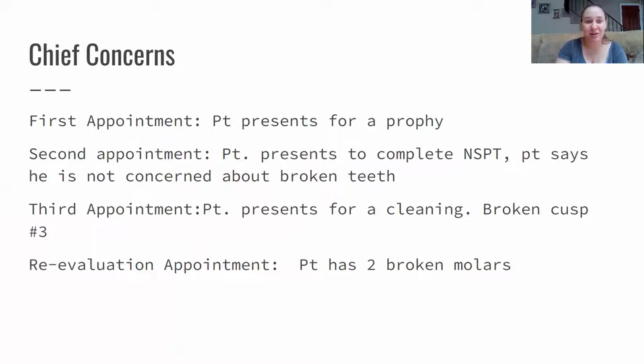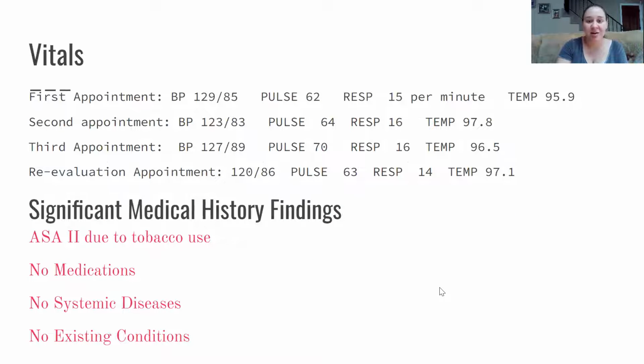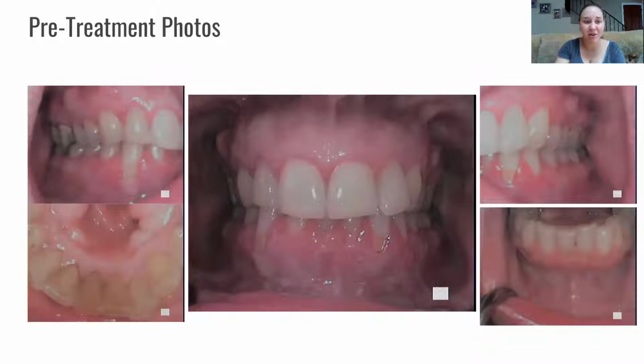At their first appointment, they weren't really concerned with anything other than just getting their teeth cleaned. We definitely, by the end, were a little bit more concerned about the broken molars that the patient had. Overall, this patient was definitely healthy. Their blood pressure and all their vitals were within normal ranges, but they were ASA 2 due to tobacco use. The patient did not take any medications or have any existing conditions or systemic diseases. So overall, fairly healthy.